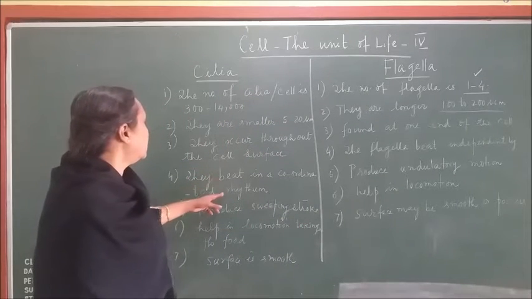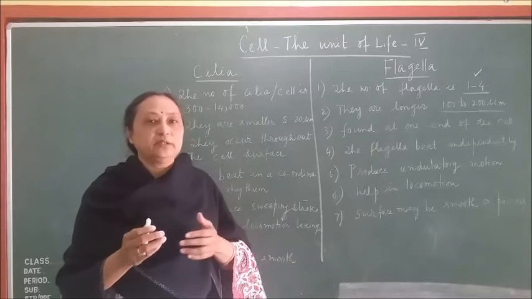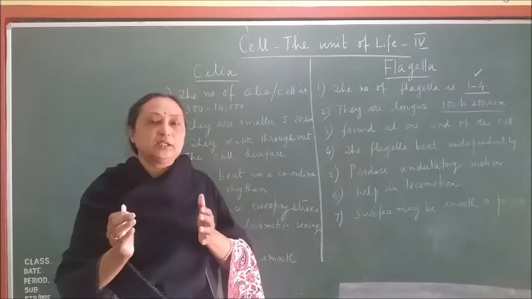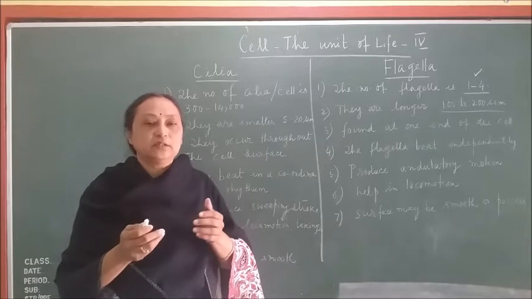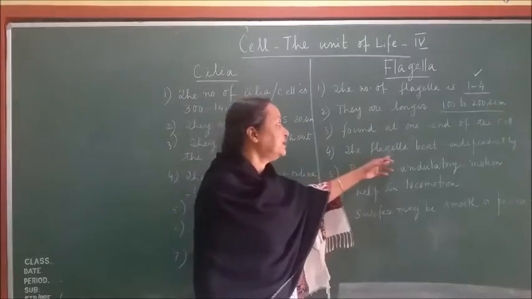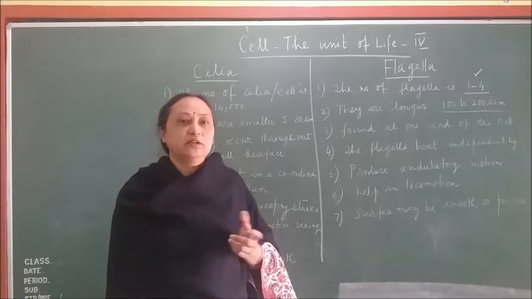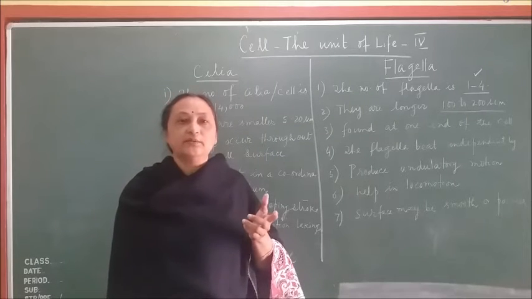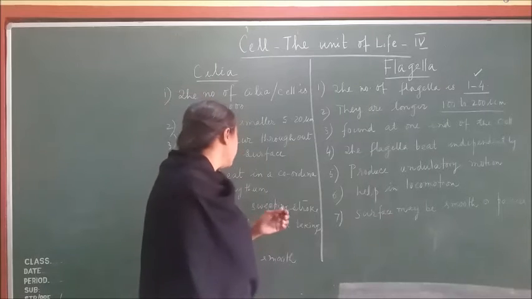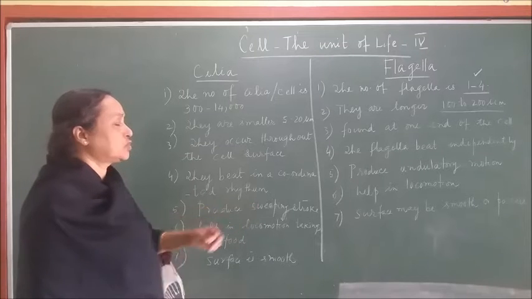Cilia beat in a coordinated rhythm. All the cilia function together as a single unit and beat in a coordinated fashion. Whereas flagella can beat independently. Even if the number of flagella is more than one, they will not beat in a coordinated way as cilia do. So they beat independently.